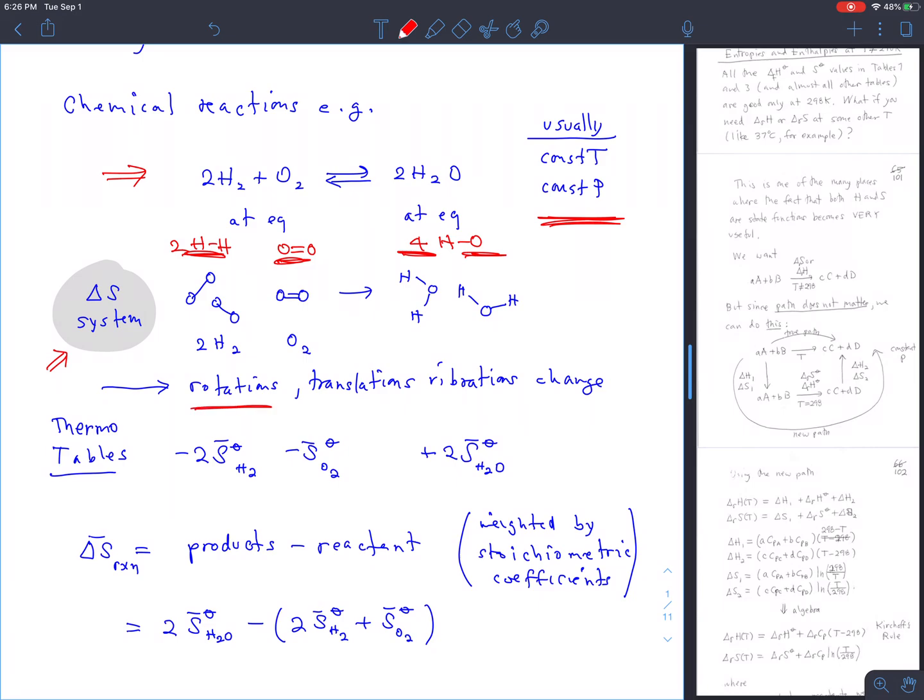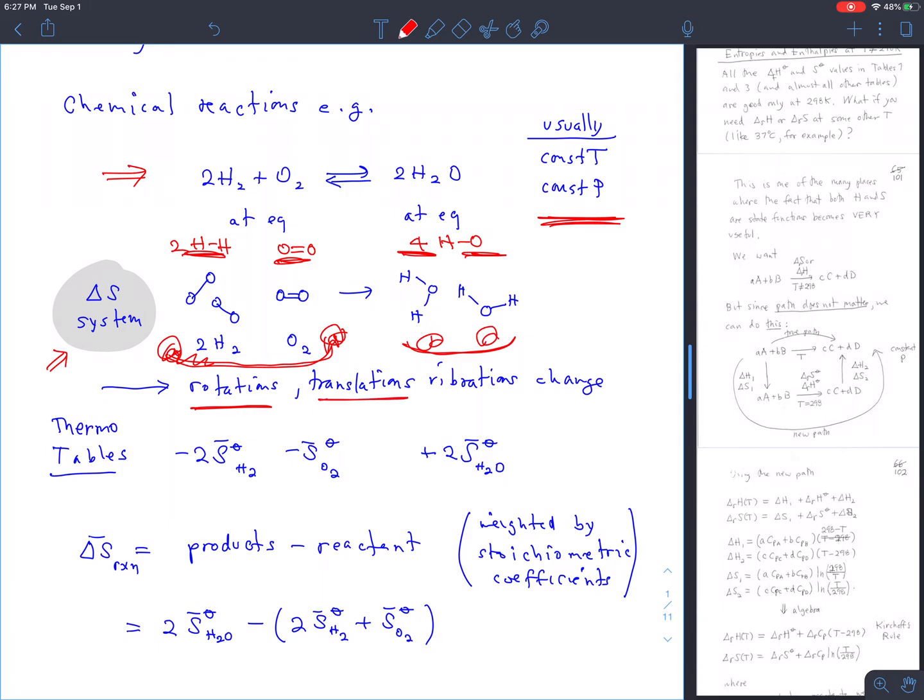So it's the rotations that they can undergo. 2 molecules of hydrogen can rotate over here, plus a molecule of oxygen. 2 molecules of water can rotate over here, but notice that there's 3 moles of stuff that's rotating over here and only 2 moles of stuff that's rotating over there. So there's more rotational freedom on the reactant side than there is on the product side.